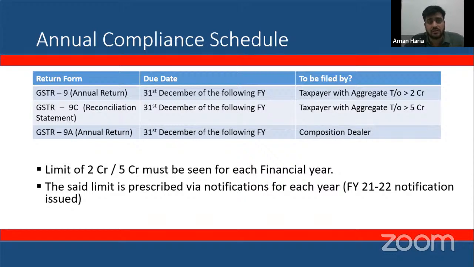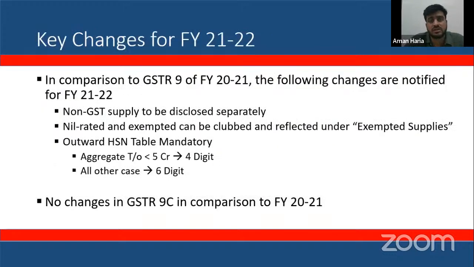With that, one more aspect regarding annual compliances that I wanted to discuss today was what are the key changes for financial year 21-22 vis-a-vis your 2021 compliances. Earlier, if there was any non-GST supply, then the government had given a relaxation that such details could be clubbed together with exempt supplies. However, moving forward from 21-22, non-GST has to be disclosed separately, if any. Also, you can continue disclosing nil rated and exempted together under exempt supplies directly.